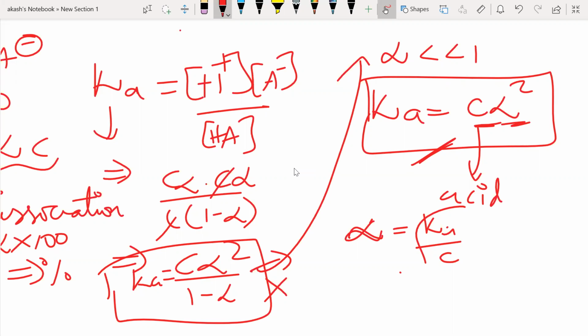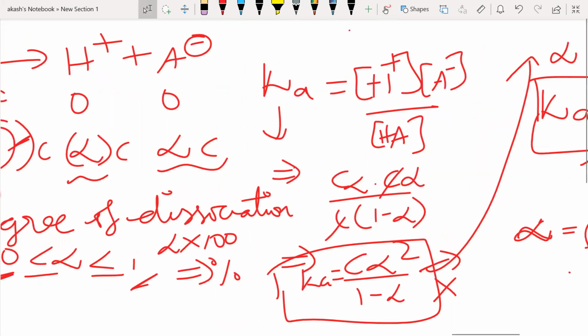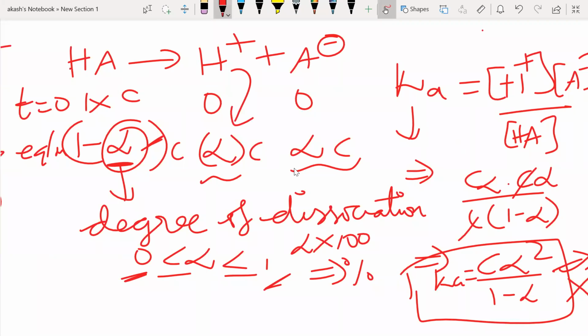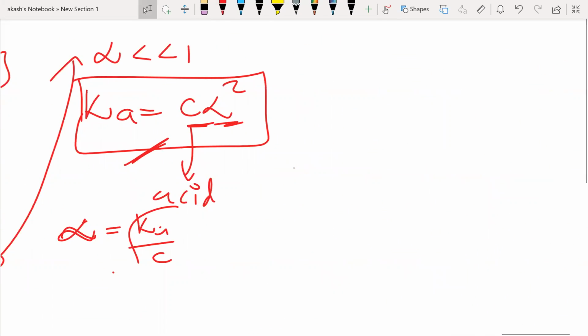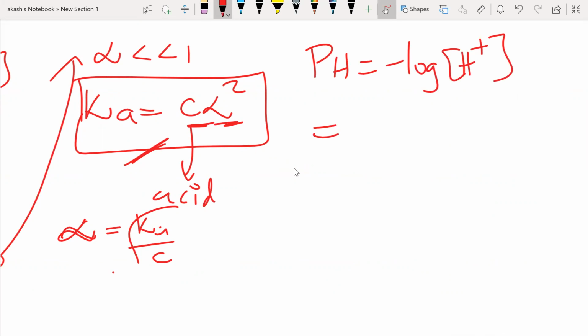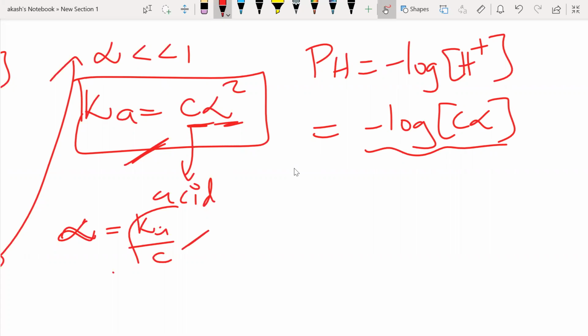Now from this I can directly calculate the pH. From the equation you see the concentration of H plus is C alpha. So pH would be negative log of the concentration of H plus, and that would be negative log of C into alpha. Either you can use this directly to find the pH, or if you don't know alpha or they have given you Ka, you can use this one and then find whatever is required and substitute it there.